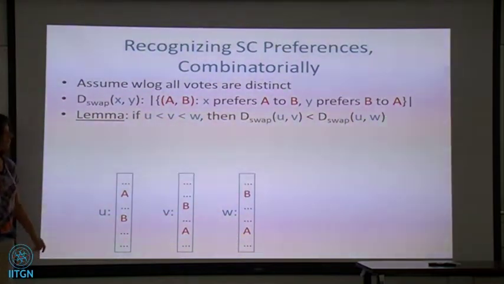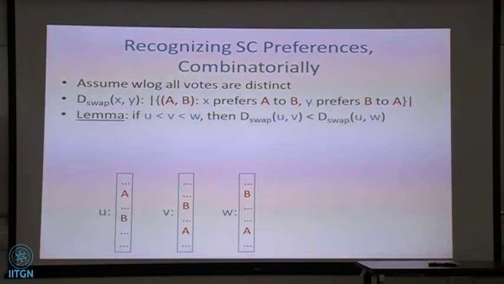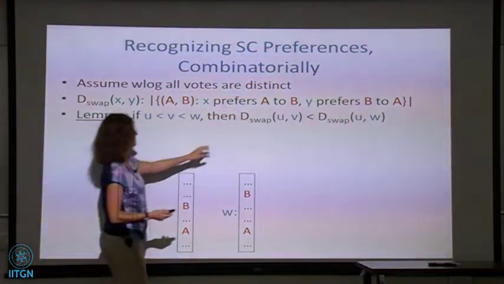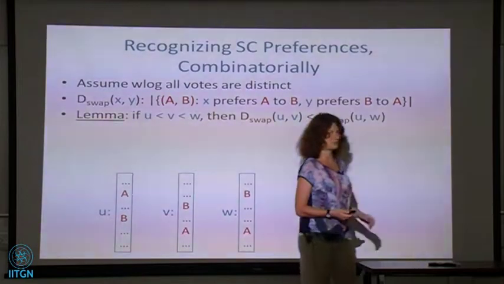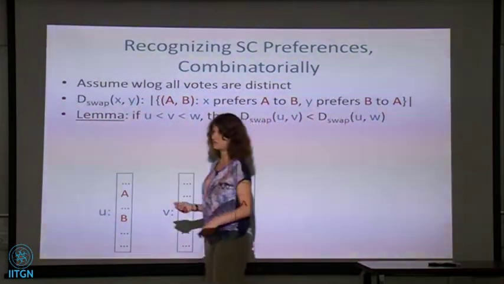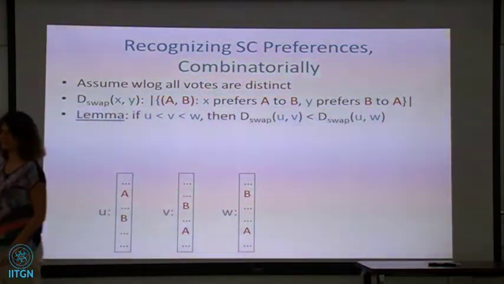AB, BA. Well, can it be that in W we have AB? No, it won't be single crossing. So therefore in W we also have BA, and therefore W and U also differ in that pair. If U and V differ in that pair, then U and W differ in that pair. So that pair contributes to the count for UW as well. Whatever pair contributes to this count also contributes to this count. So this means that it's at least as large.